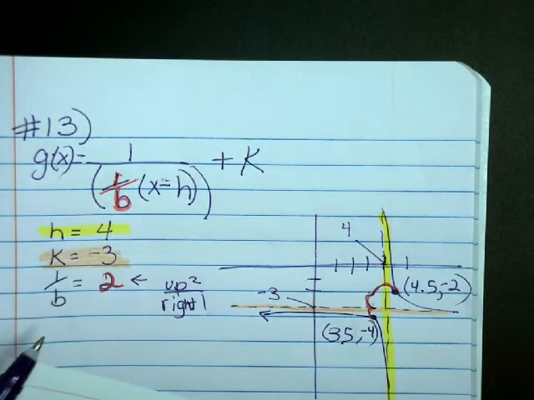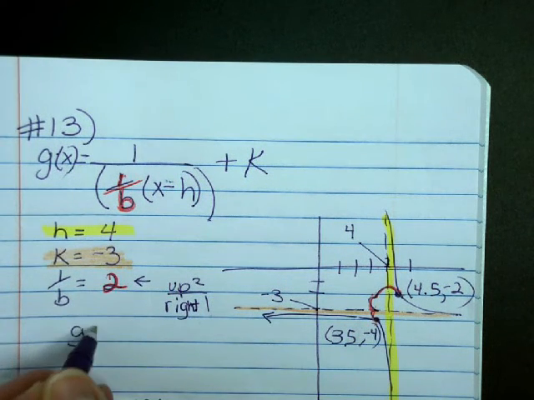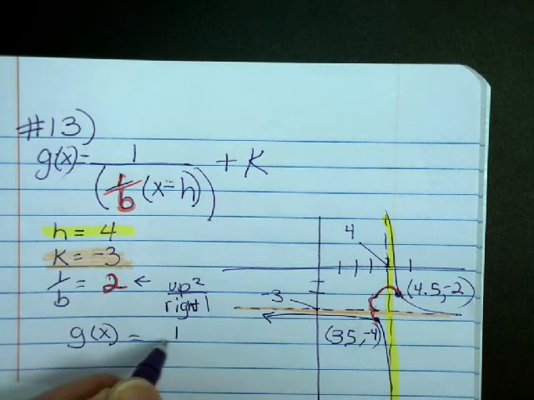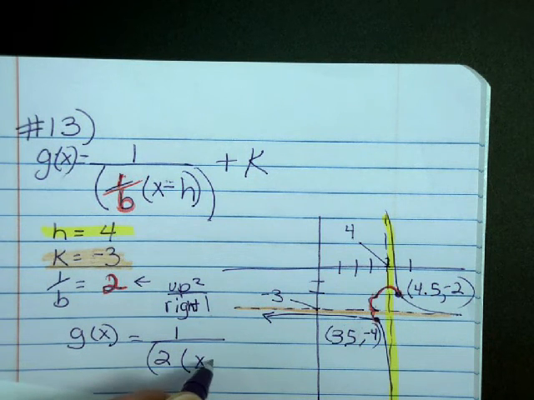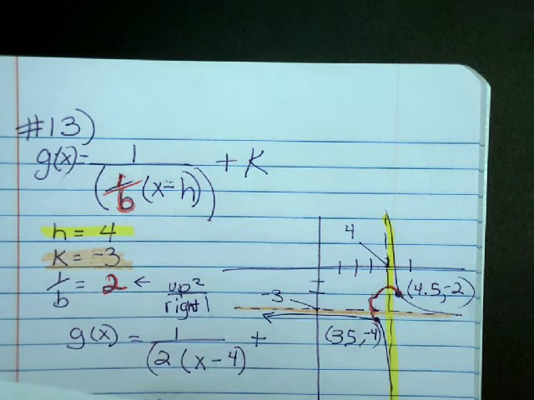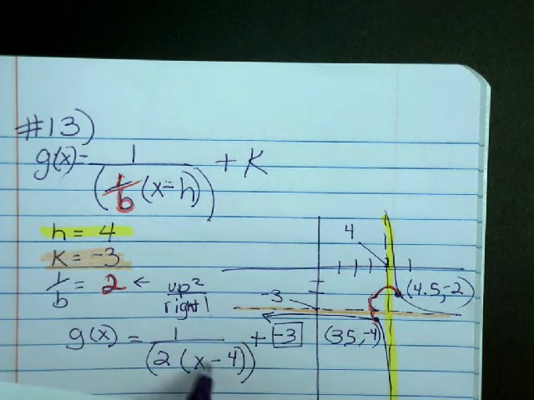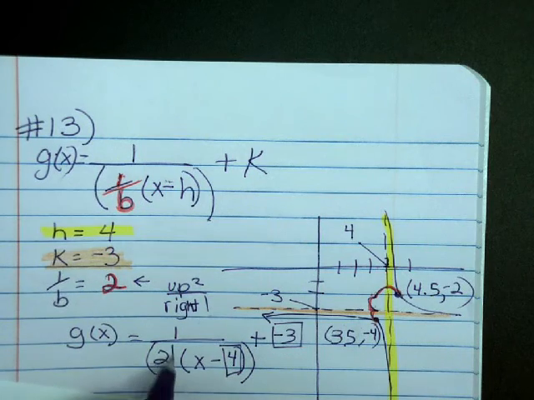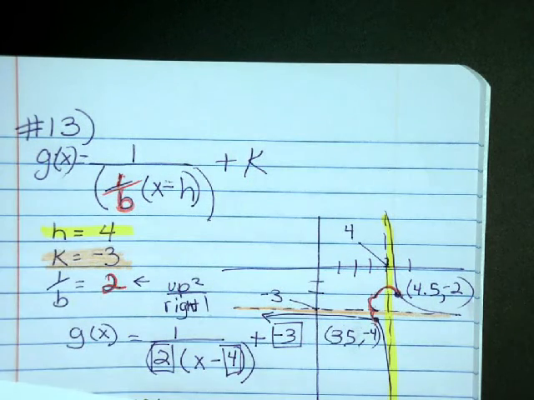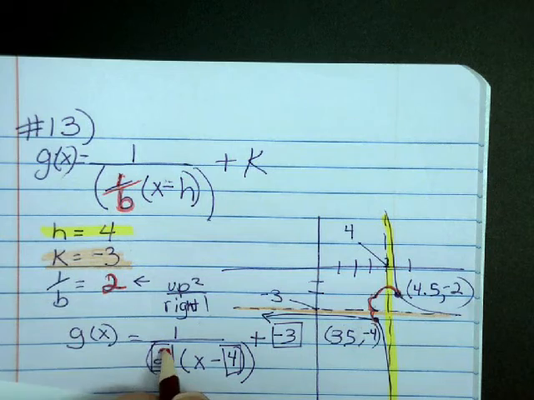So to write that equation then, you just plug in your parts. So my g of x, drag and drop, 1 over 2 parenthesis x minus 4. And this, they're going to have a plus in the box, and it would be -3. So that'll be a box. This is a box, and that's a box.